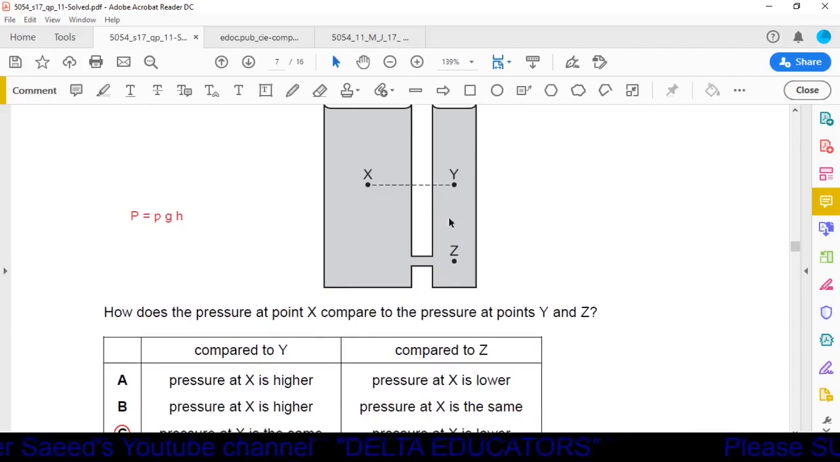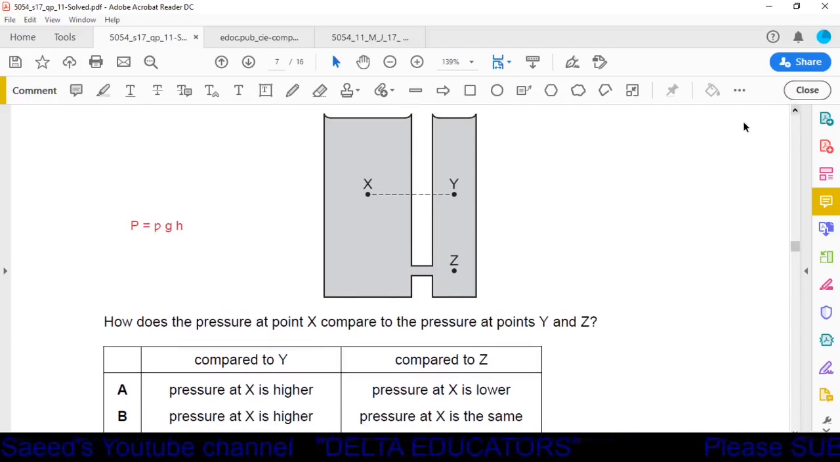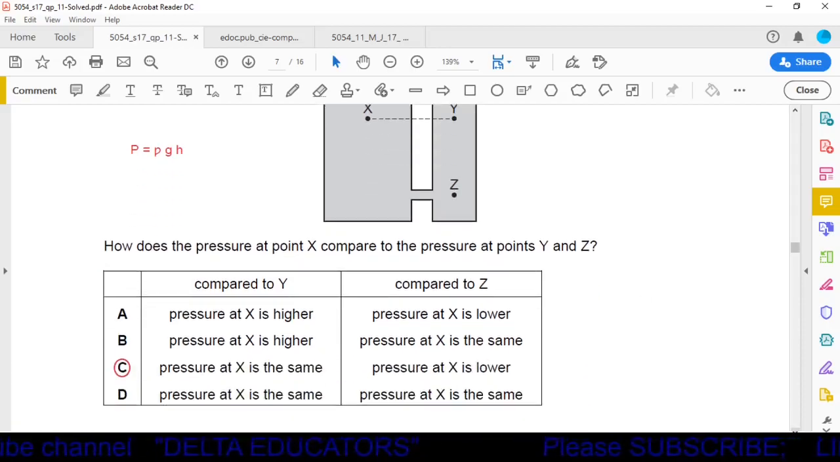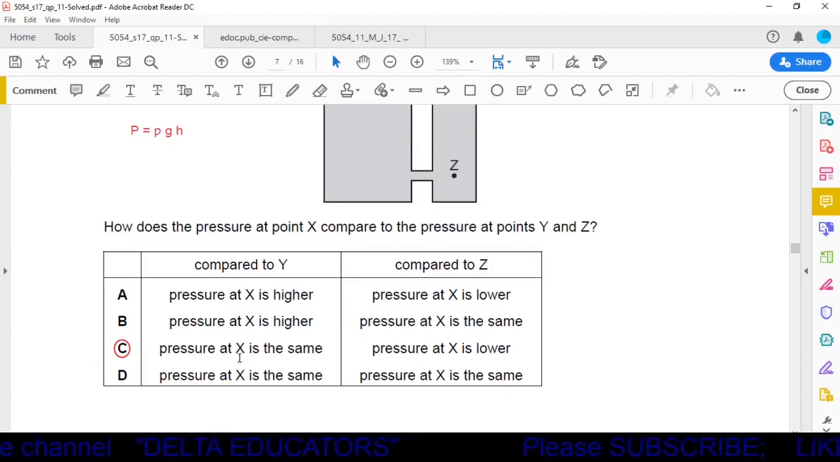Now what about the Z? We are looking here, the height for X is less as compared to the height for the point Z. So we can say pressure at Z is more as compared to pressure at X. We can say pressure at X is lower as compared to pressure at Z. Now we will check our options. Now in option C, it is given pressure at X is the same as compared to Y and pressure at X is lower as compared to Z. So option C is the correct one.